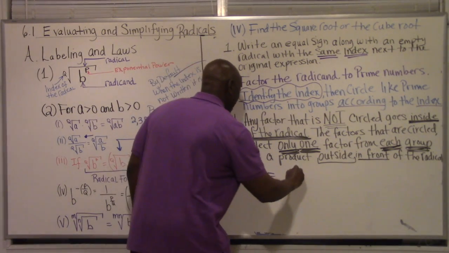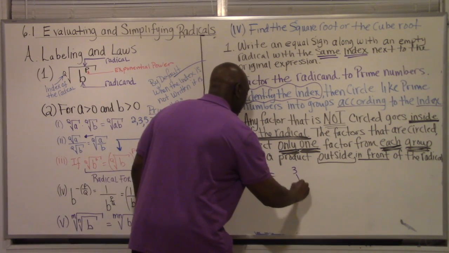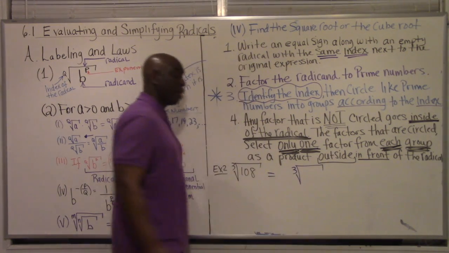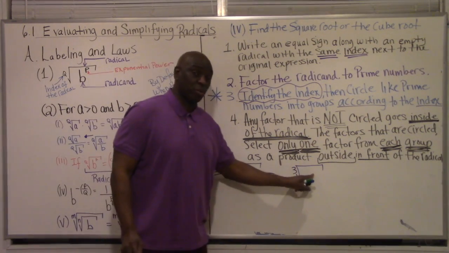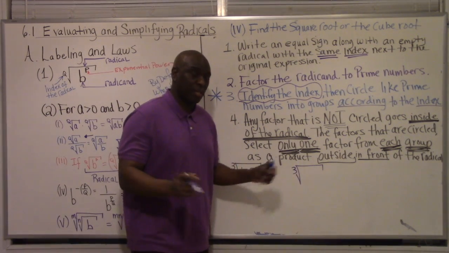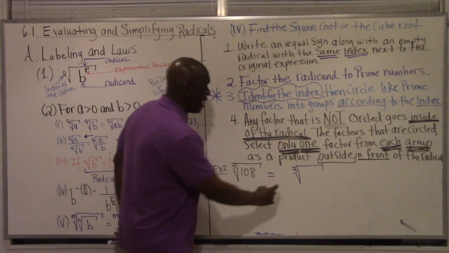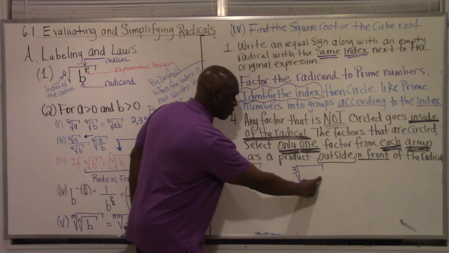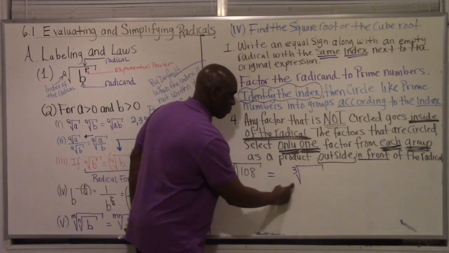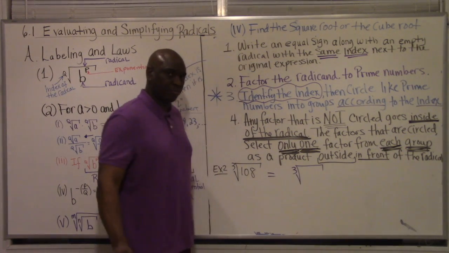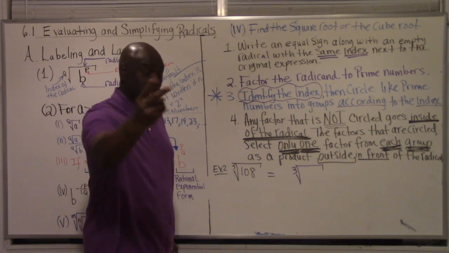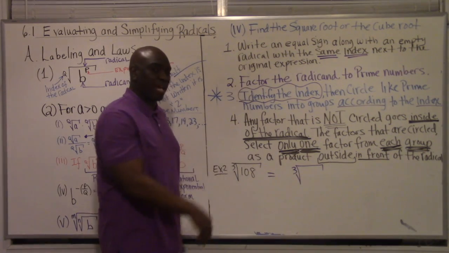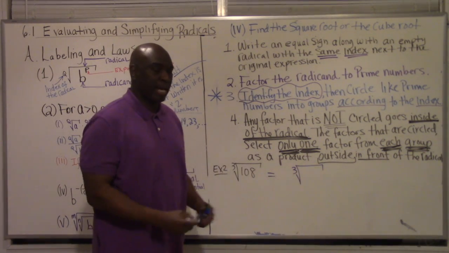Write an empty radical with the same index. See that? That's step 1. Write an empty radical, same index. Done. Notice this: I left some space in the front yard, and I have some space inside the house. Step 1 is done. Step 2, factor the radical into primes, break it down.